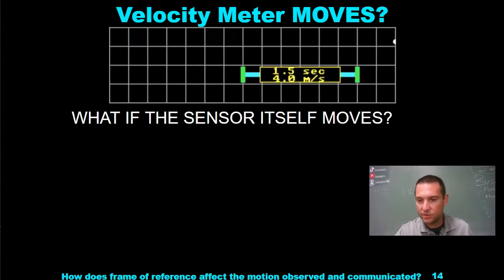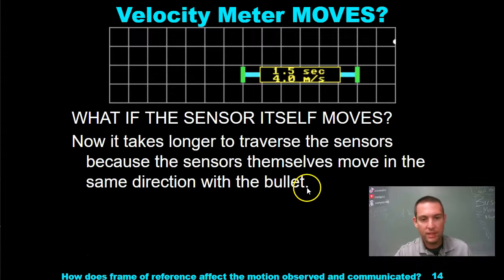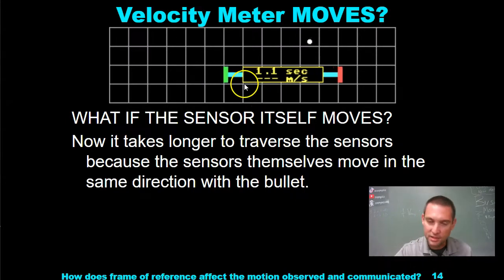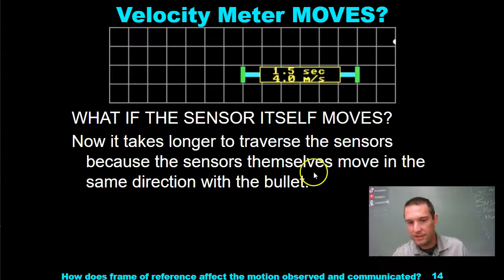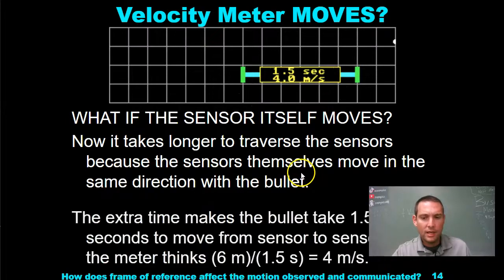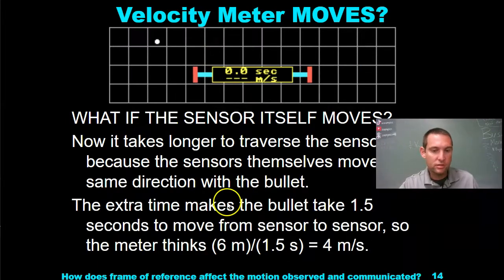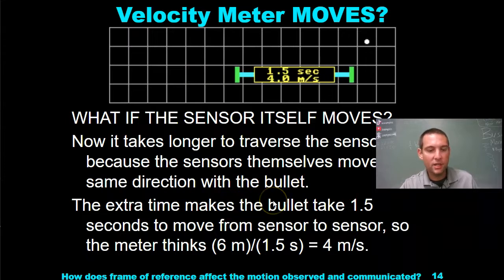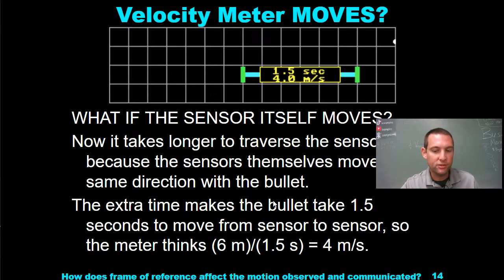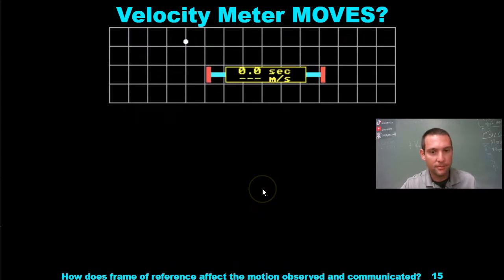What if the sensor itself moves? Now it takes longer to go that 6 meter distance, right? Because the meter is traveling at the same speed and it's moving in the same direction. So the extra time makes the bullet take 1.5 seconds to move from sensor to sensor. So the meter thinks that 6 meters divided by 1.5 seconds is now only 4 meters per second.